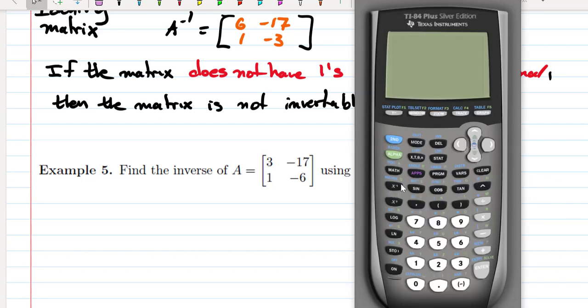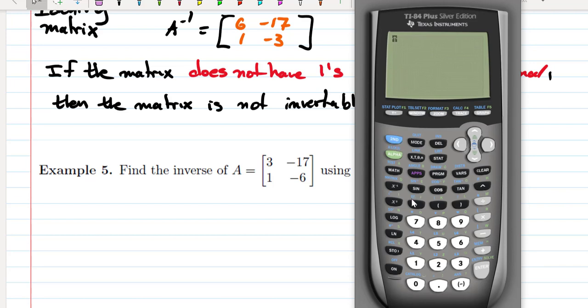So we've been using the x inverse key actually to find our matrices by going second matrix. But let's check something. If I go 3 inverse and I hit it on my calculator, I get 0.333333. And then if I ask for a fraction, what does it tell me the multiplicative inverse of 3 is? 1/3, which is what we would expect. We can use that same button to find the inverse of a matrix.